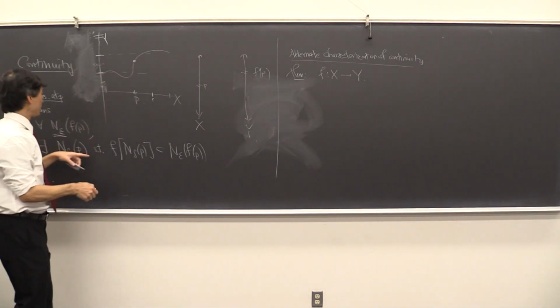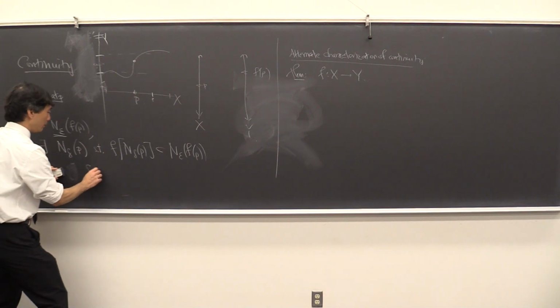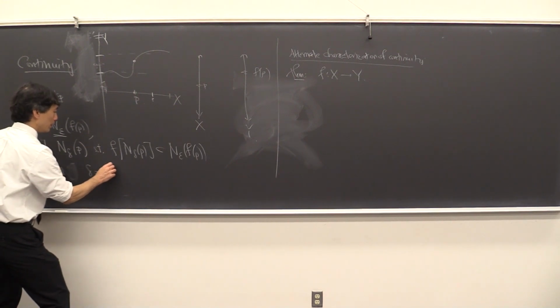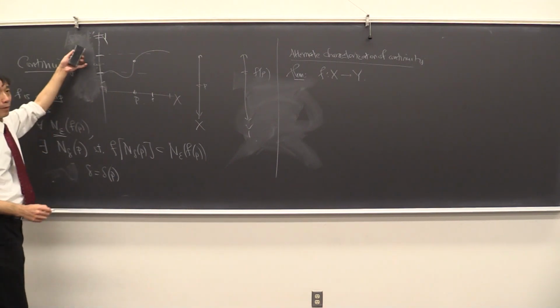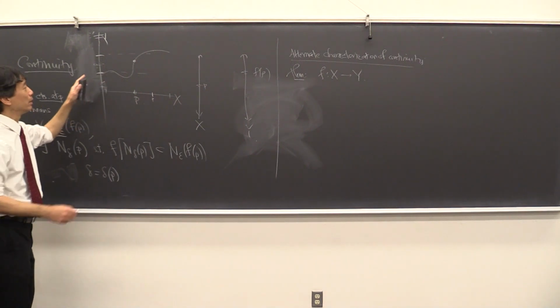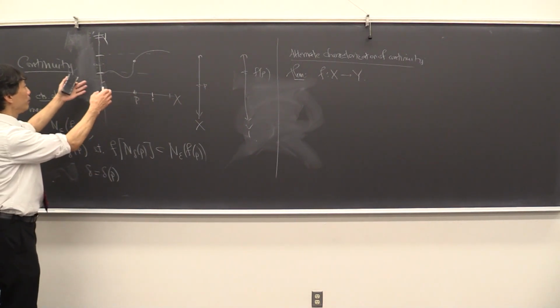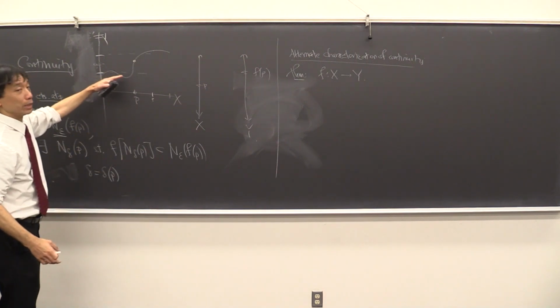So this delta depends on the point. It also, of course, depends on the epsilon. When you change the epsilon, the delta changes. But it's also true that for this function, the delta depends on the point.